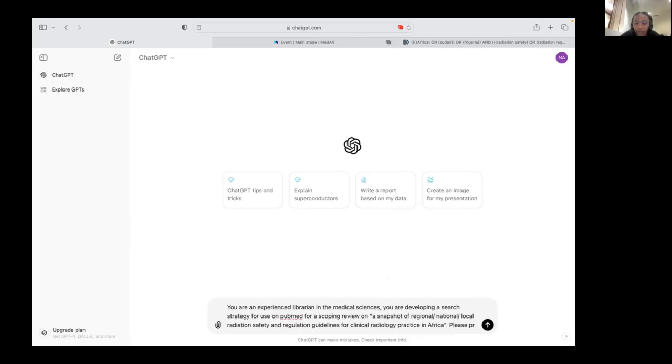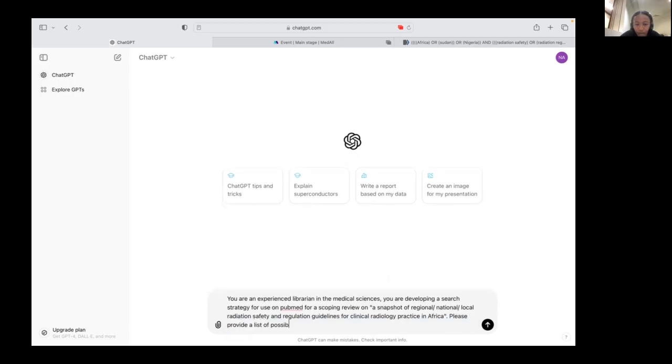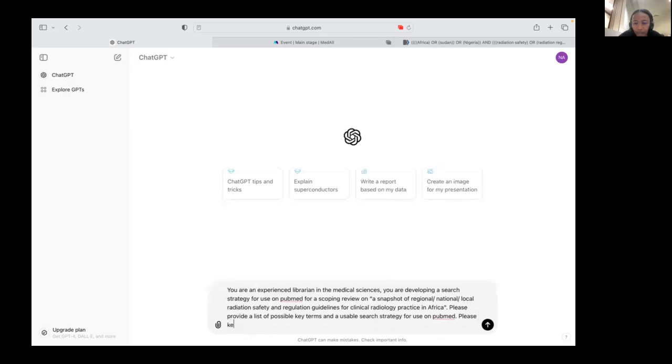So please provide a list of possible key terms and a usable strategy. GPT tends to have very long answers, so please keep responses short.